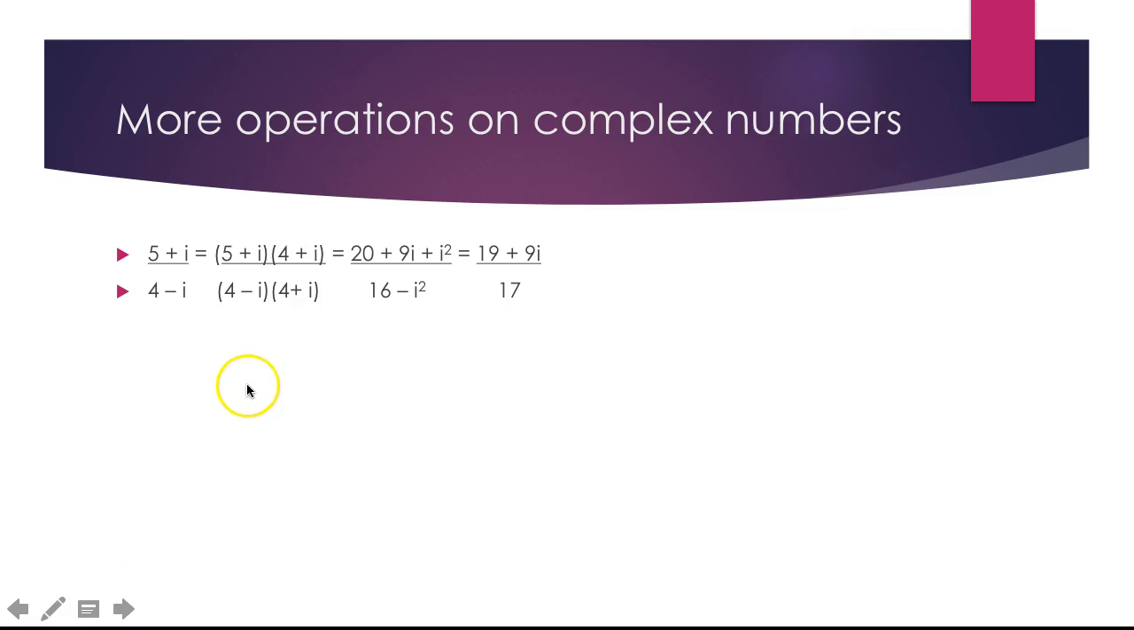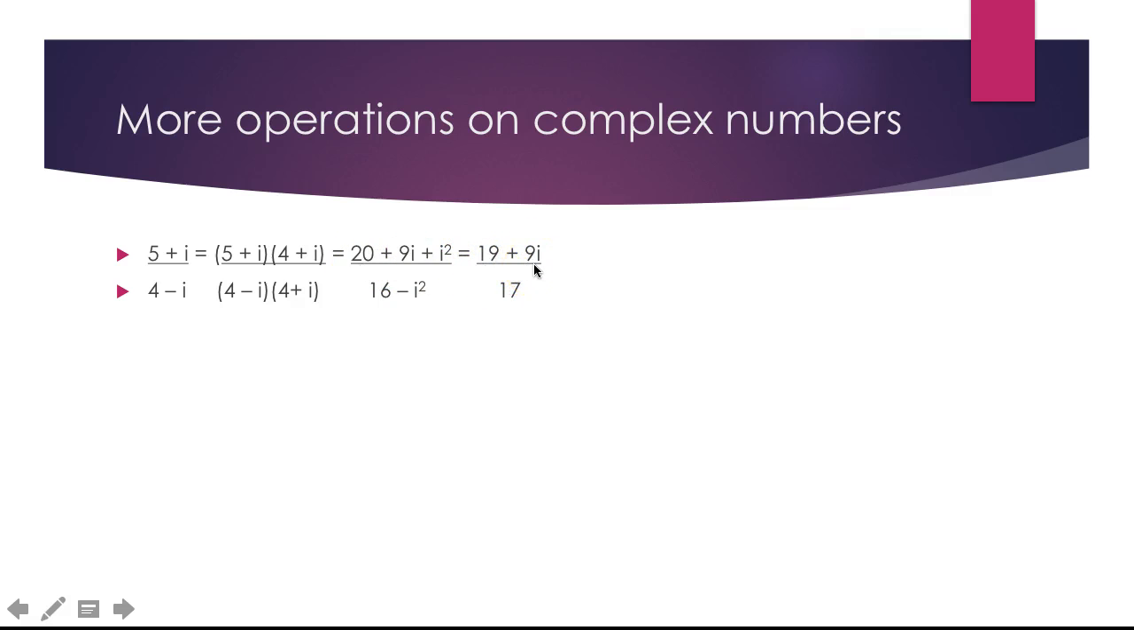More operations on complex numbers. Here you're given 5 plus i over 4 minus i. You have to multiply by the conjugate, which is where the 4 plus i comes in. That's the conjugate of 4 minus i. If you do that to the denominator, you also have to do that to the numerator. Then you need to FOIL the top out. 4 times 5 is 20, and 4i plus 5i gives you the 9i, and i times i gives you the i squared.